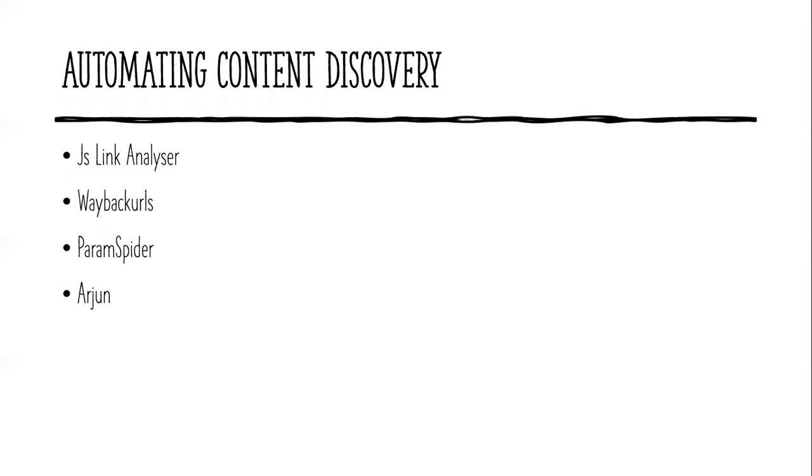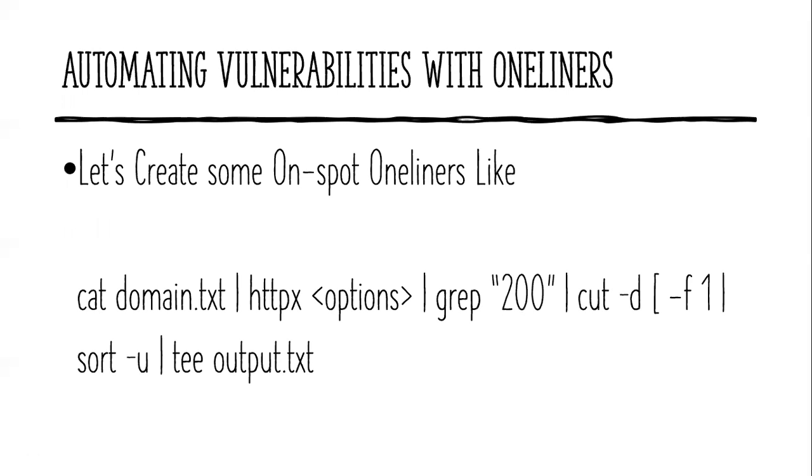Okay, so JS link analyzer, Wayback URLs, ParamSpider and Arjun, we will just see them once the particular thing is done. Now let's talk about the one-liners. I mentioned one-liners many times. So what are the one-liners?